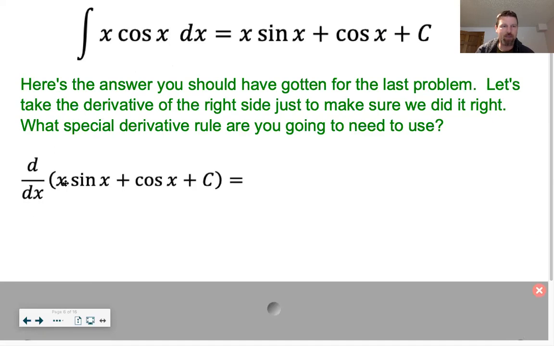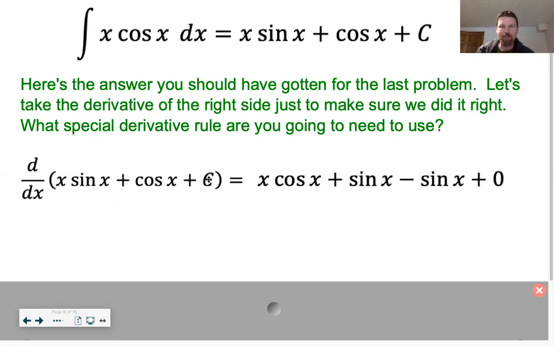Derivative, so d/dx, of x sine of x plus cosine of x plus c, right here. The derivative of x sine of x is going to require a specific rule. That's going to require the product rule, right? First times derivative of the second plus second times derivative of the first. So first is x times the derivative of sine, which is cosine, plus second is sine of x times the derivative of x, which is 1, so just sine of x. And then we keep going, plus the derivative of cosine. Well, the derivative of cosine is negative sine. That's where this comes from.